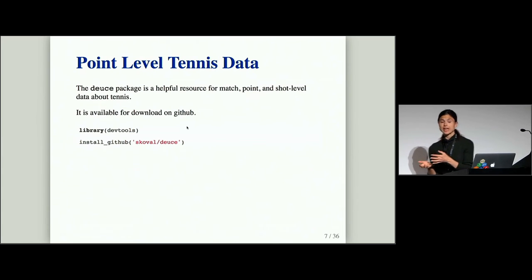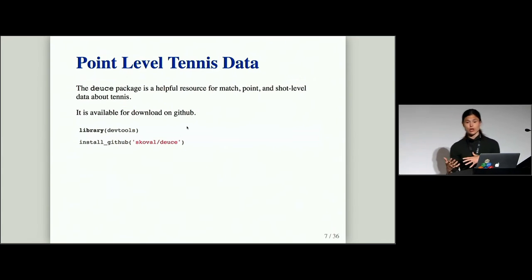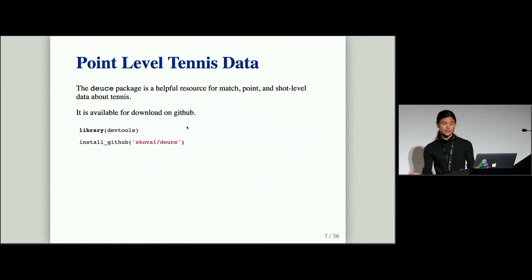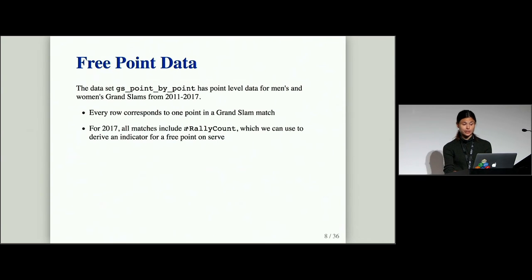To do this, you need fairly detailed point level data. You need to know who was serving, what was the service outcome, and also what type of outcome, right? Because I need to be able to distinguish aces and service winners from other types of outcomes on that service point. So it's fairly detailed point level data. Fortunately, there's much more of this data available these days. And I've written this package, Deuce, which I've tried to create a centralized place for a lot of these historical tennis data. And that's what we'll take a look at here to start to build a model for free point winning on serve.